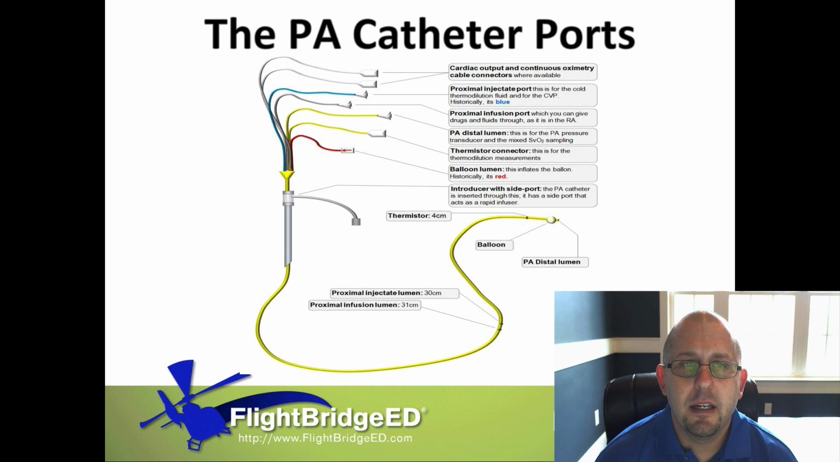This is a great picture, so we're going to spend a little bit of time on this. You can see that there are multiple ports to this pulmonary artery catheter, and this is what's called a Swan-Ganz catheter. Now, these catheters aren't used like they used to be. Back in the 80s, early 90s, these were extremely popular. They were placed all the time. But nowadays, you don't see them like you used to. I don't think I've seen maybe 10 in the last 5 years being a flight paramedic.